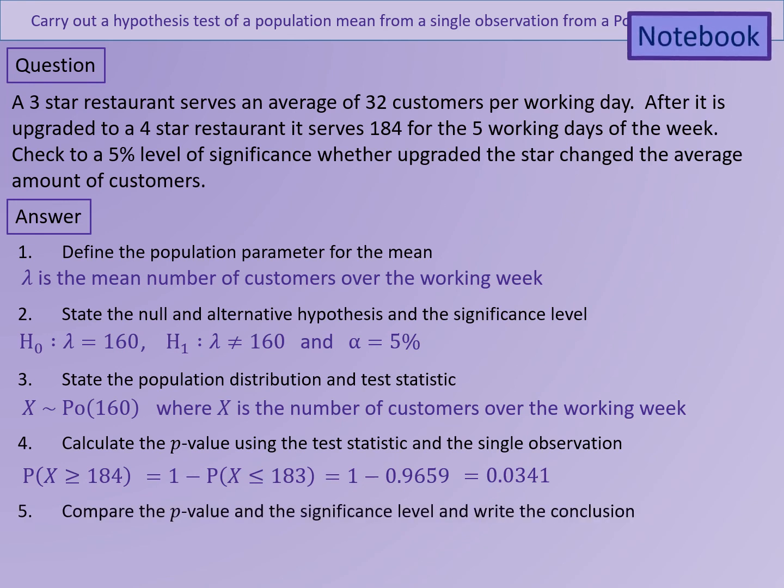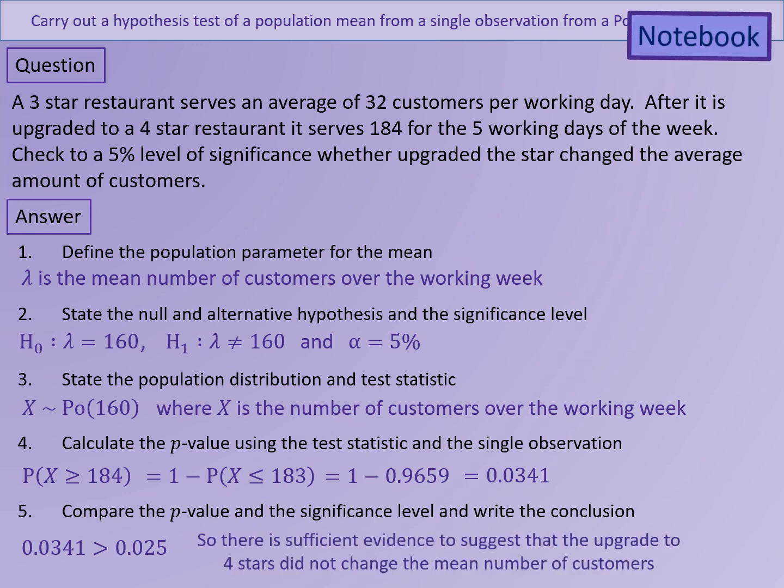We're going to compare this with the significance level, remembering that we need to divide the significance level by 2 because it's a two-tailed test. So we're going to compare to 0.025. The p-value we have calculated is greater than this value. This means that there is not sufficient evidence to suggest that we reject the null hypothesis. So the sufficient evidence is that we should accept the null hypothesis because the rating does not seem to have significantly changed the mean number of customers.